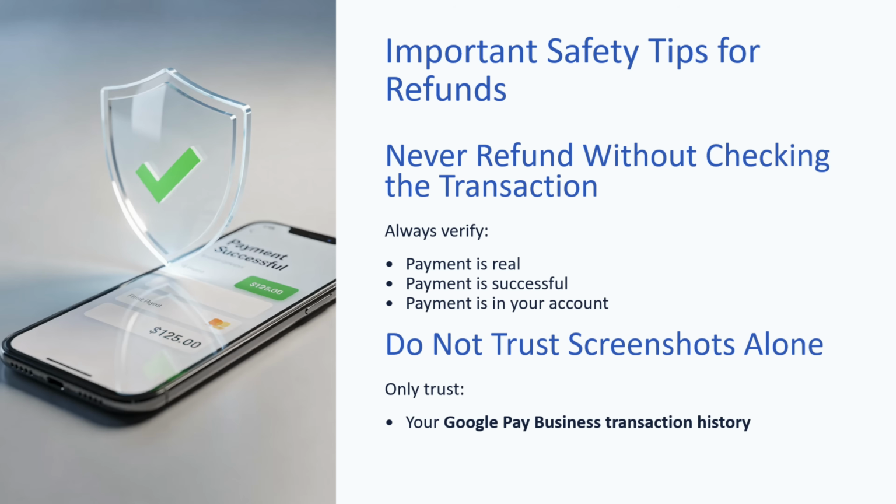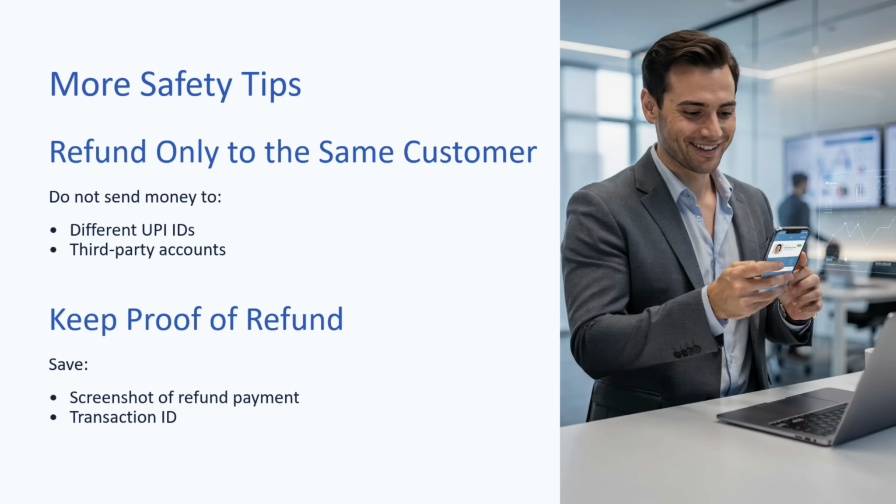Now we will see important safety tips for refunds. Never refund without checking the transaction. Always verify that the payment is real, the payment is successful, and the payment is in your account. Do not trust screenshots alone. Only trust your Google Pay Business transaction history. Refund only to the same customer. Do not send money to different UPI IDs or third-party accounts. Keep proof of refund. Save a screenshot of the refund payment and the transaction ID.